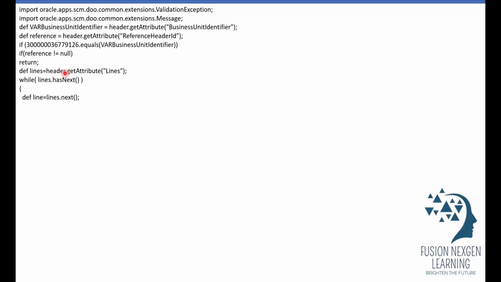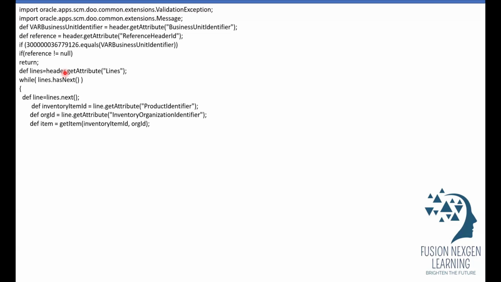And then while lines has next, define line next, inventoryItemId from line.getAttribute("ProductIdentifier"). Then define orgId equal to line.getAttribute("InventoryOrganizationIdentifier"). Item equal to getItem(inventoryItemId, orgId). So we are getting the inventory item ID from the product identifier, and the inventory organization identifier, and then we get the item based on the inventory item ID and org ID.